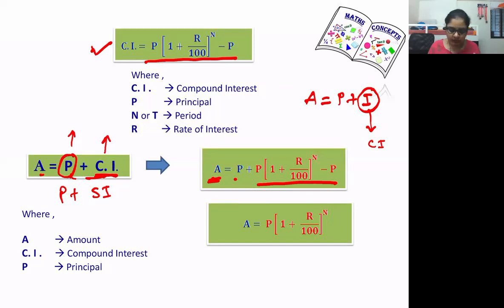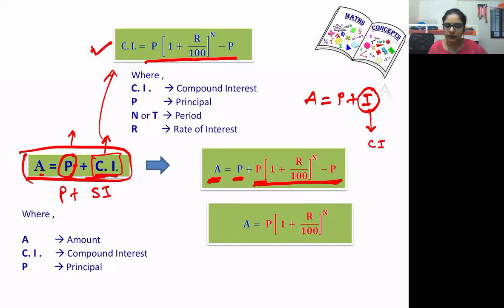Now we know the formula for compound interest, right? It's here. So shall we put the value of this compound interest in this formula? If we put it here, A will be equal to this P plus compound interest. This one in the red is the formula for compound interest, the one I have marked in red. Is it the same? This one and this one?